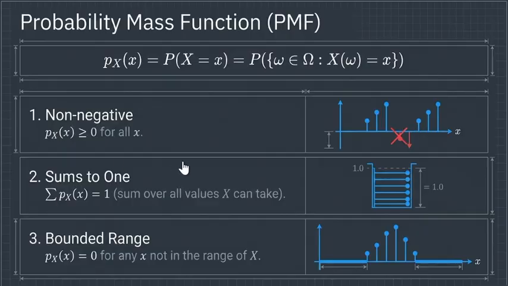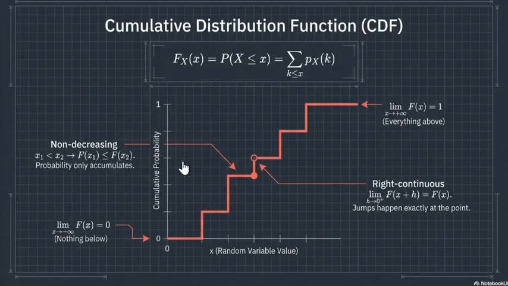Next is CDF, the cumulative distribution function. This is the formula, it's how we represent it. And like properties, every cumulative distribution function must satisfy non-decreasing, right continuous, and limits. Non-decreasing means if x1 is less than x2, it implies F of x1 is less than or equal to F of x2. Probability only accumulates, it means.